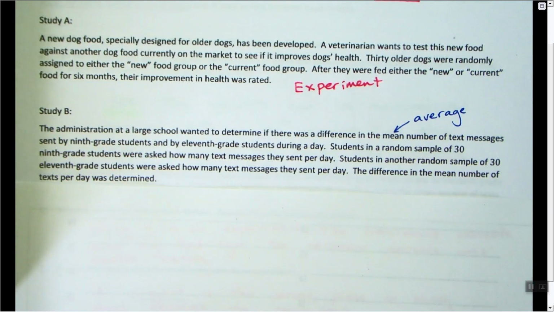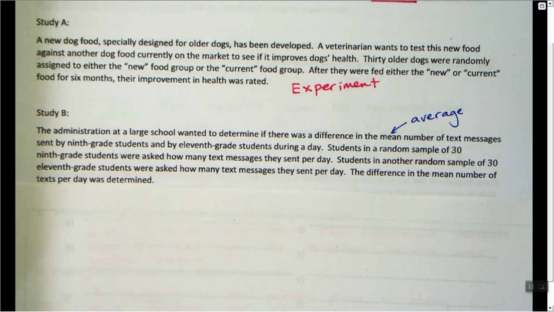Study B: The administration at a large school wanted to determine if there was a difference in the mean or average number of text messages sent by 9th grade students and 11th grade students during a day. Students in a random sample of 30 9th grade students were asked how many text messages they sent per day. Students in another random sample of 30 11th grade students were asked the same. The difference in the mean number of text messages per day was determined.